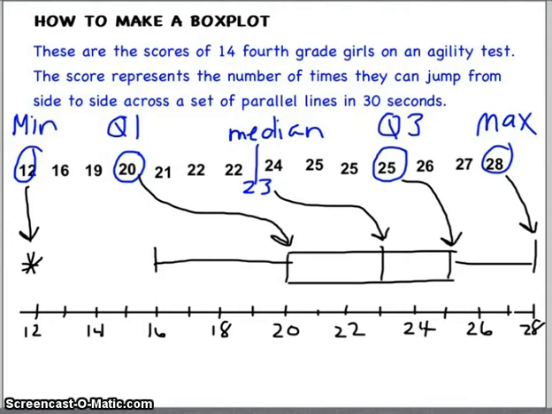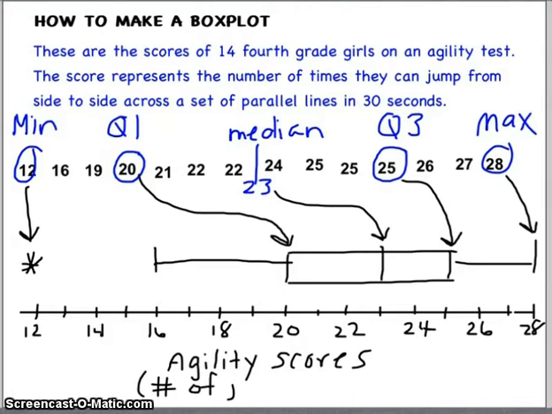So what we have here now is a box plot, and I did forget one important thing, and that is I need to label my scale with context, because whenever you draw a graph you need to include context. So I'm going to label my graph agility scores, and this doesn't have any typical units, so I'm going to make my units here number of jumps per 30 seconds. So I have my label, my scale, my units, and I have all of my values shown.